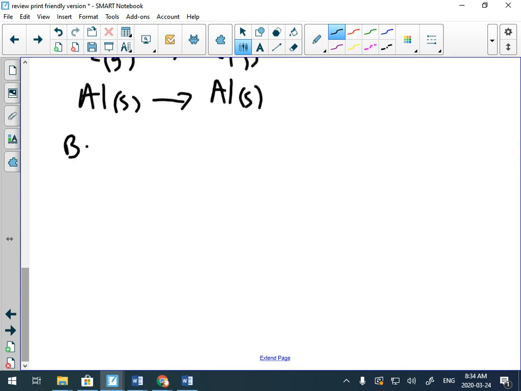Okay, the fifth one is bases. And for right now in our curriculum, bases are all ionic substances, so they follow the same rules.